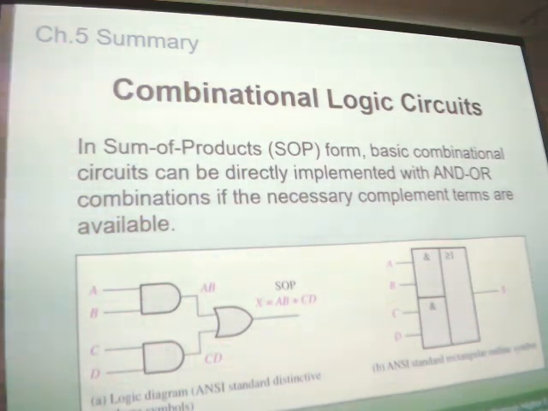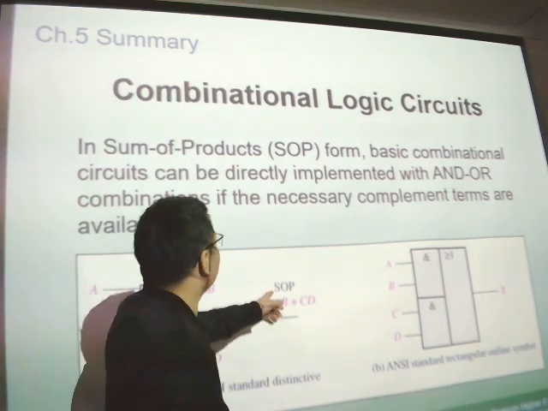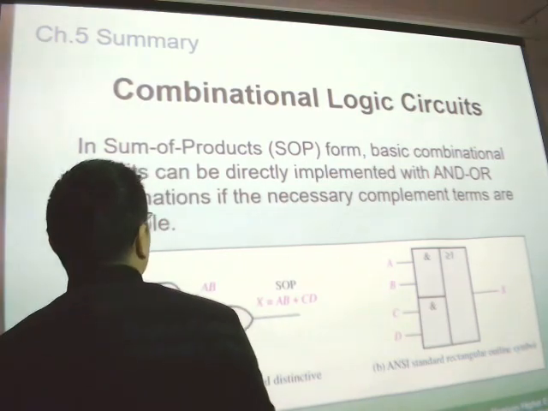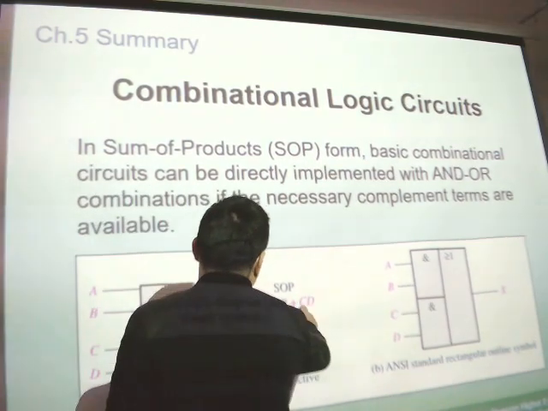First, combinational logic circuits. We have learned that the sum of products form of basic combinational circuits can be directly implemented with an AND-OR combination, if the necessary complement terms are available. For this expression, it is in SOP form, AB plus CD.